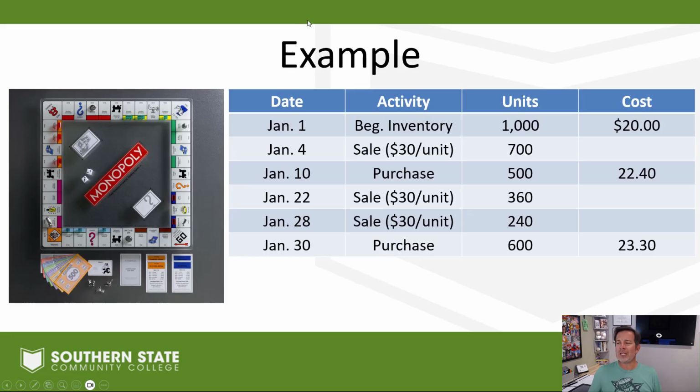So let's do an example here. I'll walk you through how to put together a problem so you can figure out the cost of goods sold and ending inventory using FIFO.